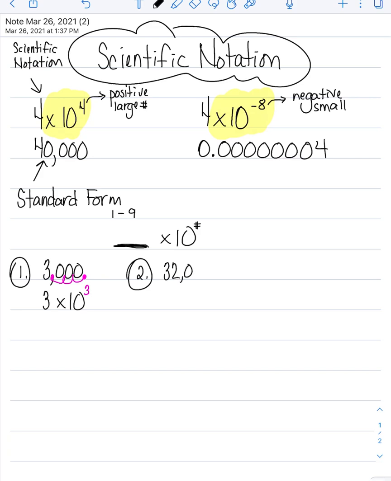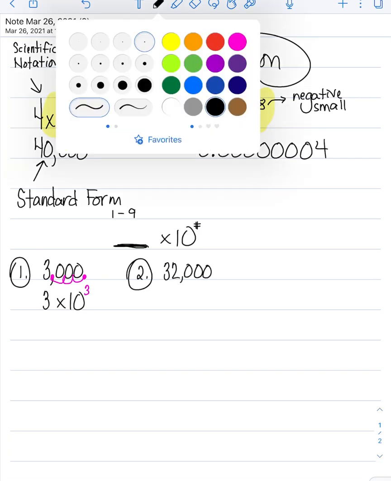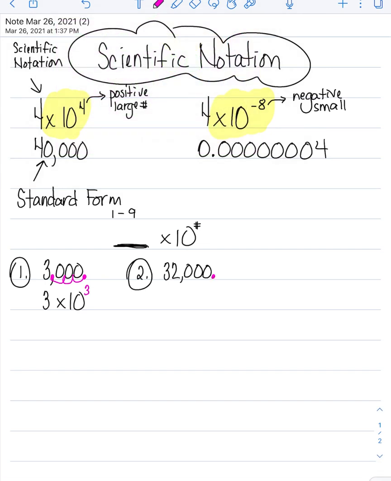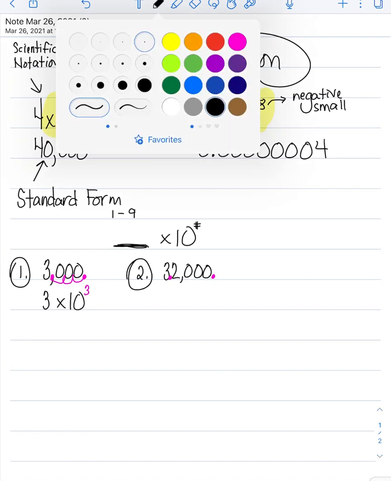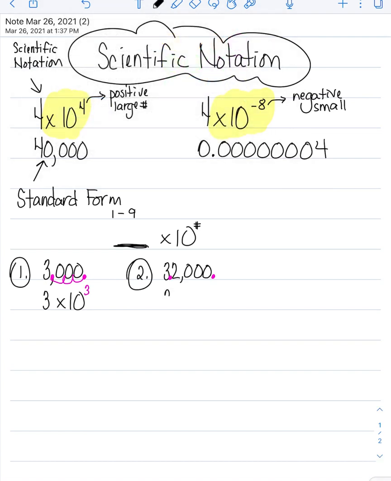Let's look at the next one, 32,000. First I need to find my decimal. My decimal is here, but it has to be here. I'm going to move it here to write it in scientific notation. So that's going to be 3.2 times 10 to the, let's see how many places I move it, 1, 2, 3, 4, to the fourth power. So 32,000 in scientific notation is 3.2 times 10 to the fourth power. Remember, numbers that are really big, usually they have the zeros on the right side, have positive exponents. Let's do 2 more of these really big numbers.